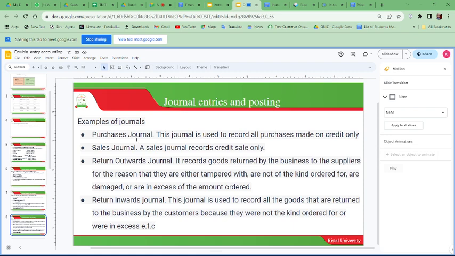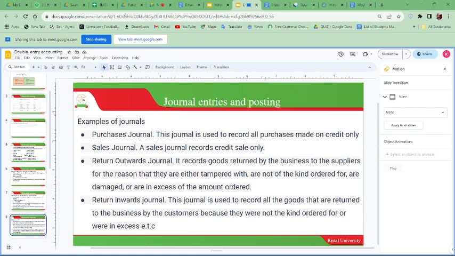So purchases, what are purchases? Those are the goods that you buy, like when you buy a good on credit, or when you buy a good, like you're purchasing. So we have purchase journal. So every good that you will purchase on credit, you will record it under purchase journal.